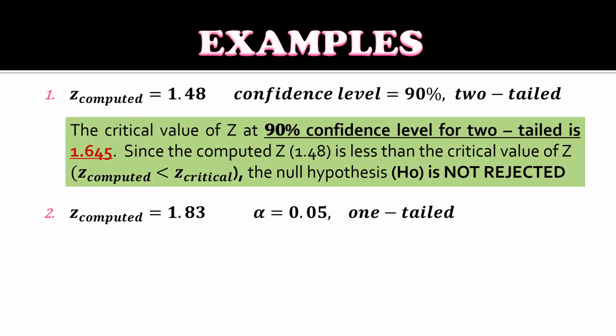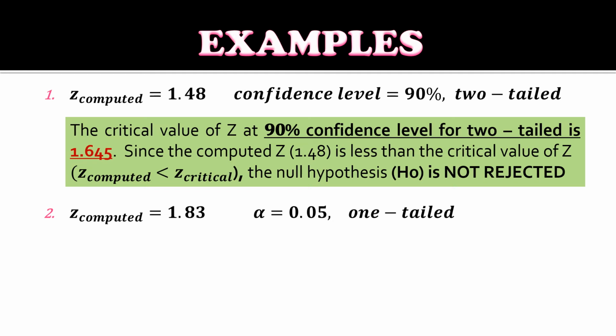the critical value of z at 90% confidence level for two-tailed is 1.645. So if we compare that to the computed value of 1.48, the computed z is less than the critical value of z, so therefore the null hypothesis is not rejected.